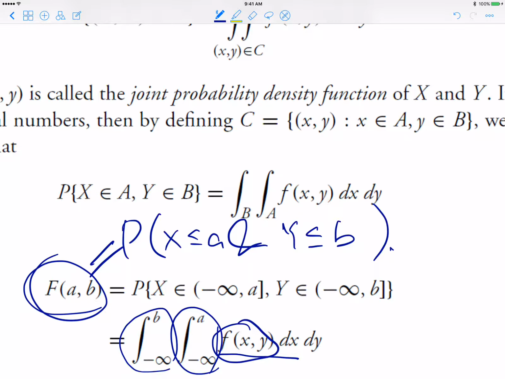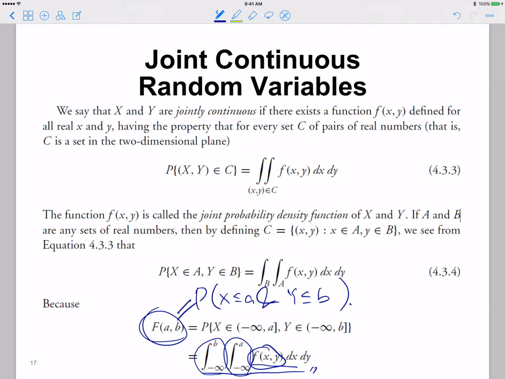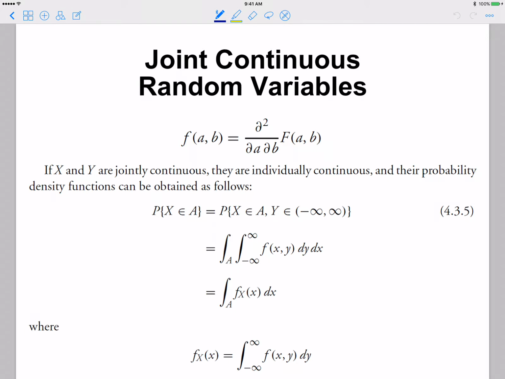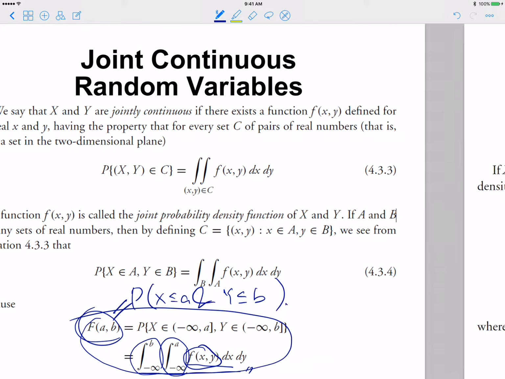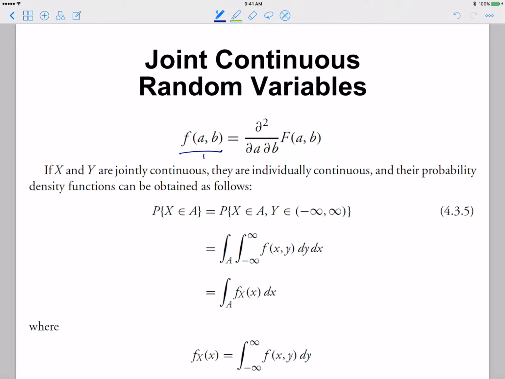Then we have this kind of velocity function, which is our probability density function. And then we compute this double integral, and then we obtain the probability of this. Yeah, and then if we take the derivative, this is like a double derivative of the original joint cumulative distribution function.